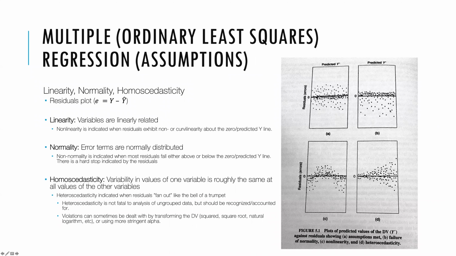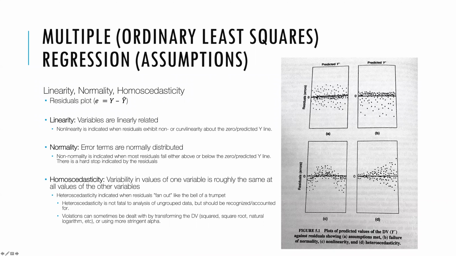In this first one here, we see a violation of normality. If the residuals are normally distributed, they should fall equally on both sides of the line. Here we see there's a hard line stop where they fall mostly below the line and then they stop at a certain distance above the line. That would indicate to us non-normality.